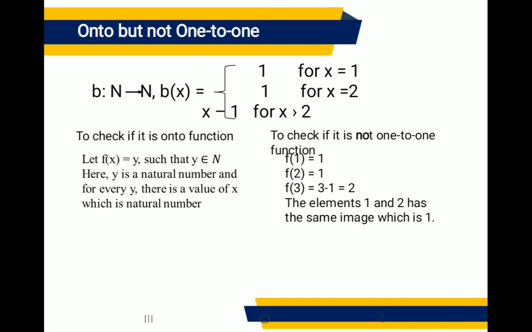Next, to check if it is not one-to-one function, so f of 1 is equal to 1, then f of 2 is equal to 1, and f of 3 is equal to 3 minus 1 is equal to 2. So, we can see that the elements 1 and 2 has the same image, which is 1. So, dalawa nga naman yung sa elements na 1 and 2, yung image nila ay pareho, which is 1.